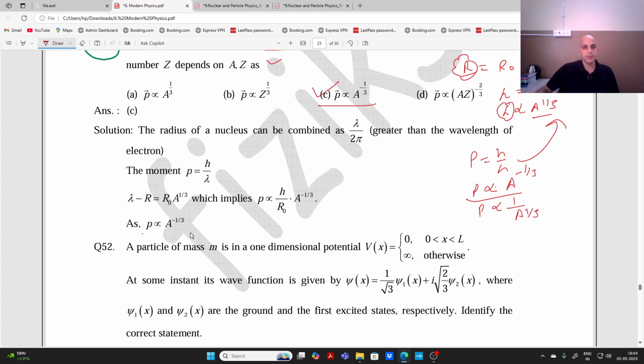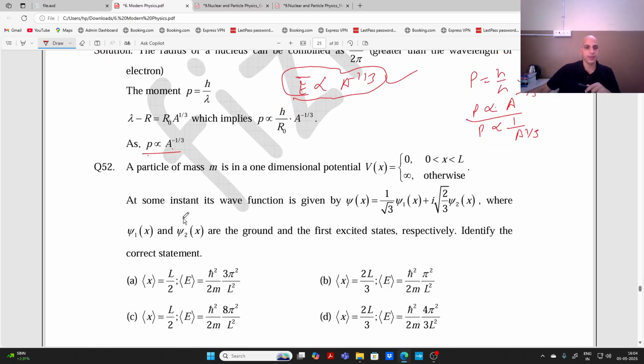You can see here, sometimes I have seen a question in which the average energy of a nucleon is also asked, and there this relation is also used. If the momentum is directly proportional to this, then the average energy is also proportional to A power minus 1 by 3. The same logic is applied here. So this is about this question.